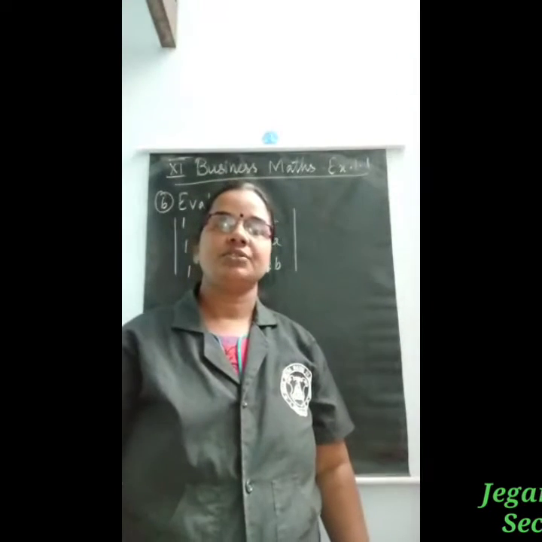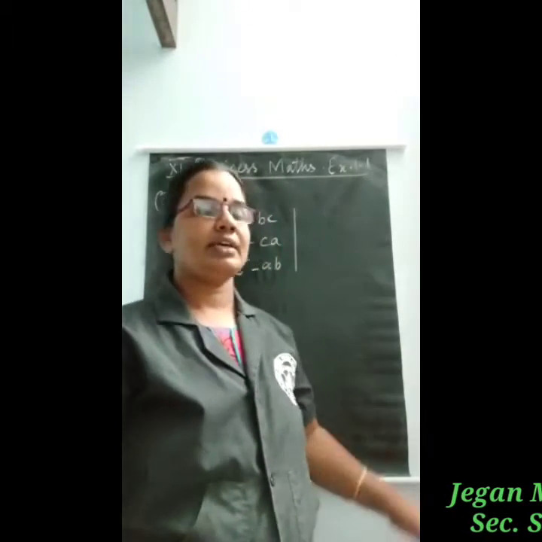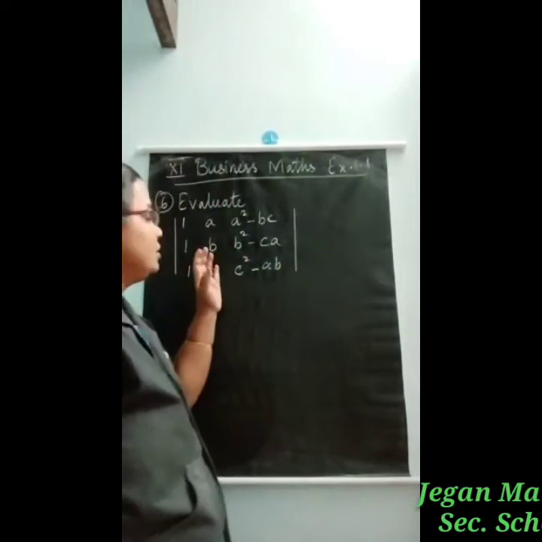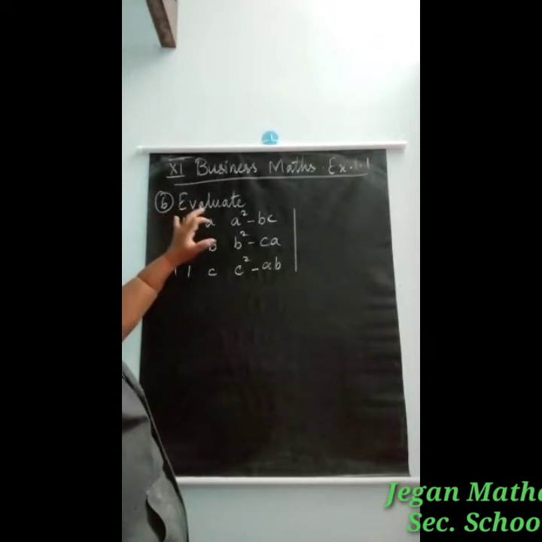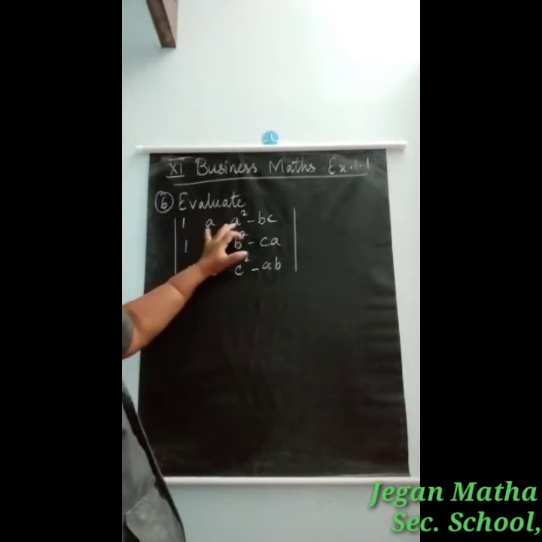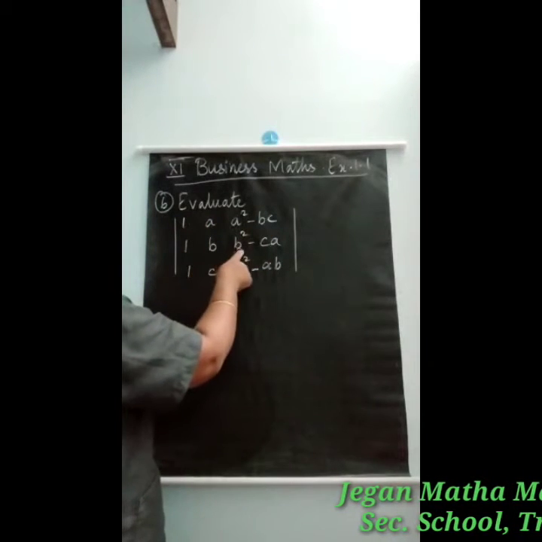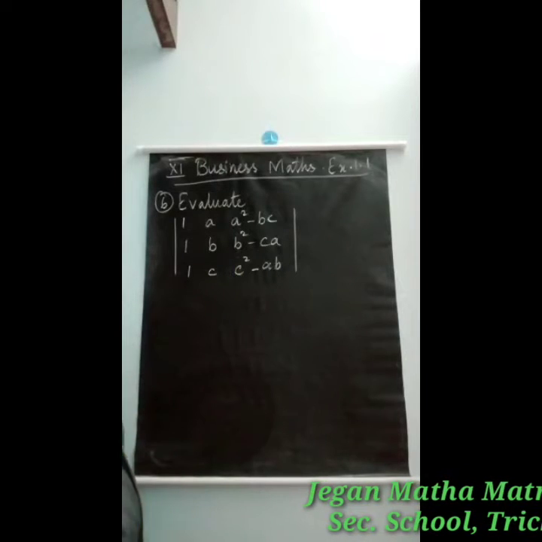Hello students, today we are going to see 11th standard Business Maths exercise 1.1, first chapter, Matrices and determinants. Let us see the sixth question. Evaluate the determinant |1, a², a²−bc; 1, b², b²−ca; 1, c², c²−ab|.